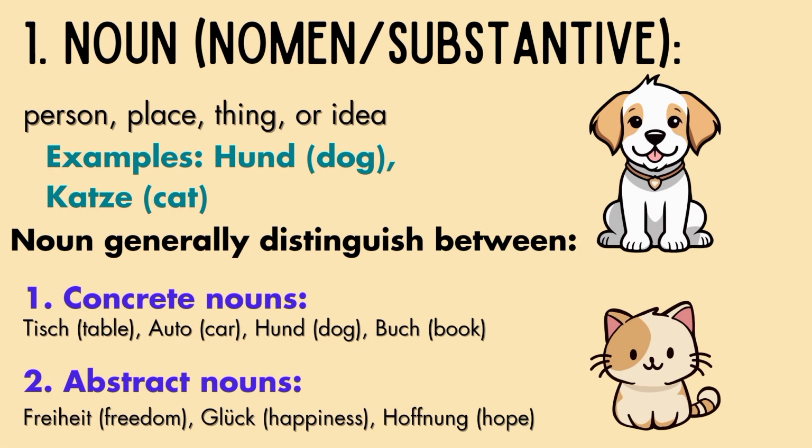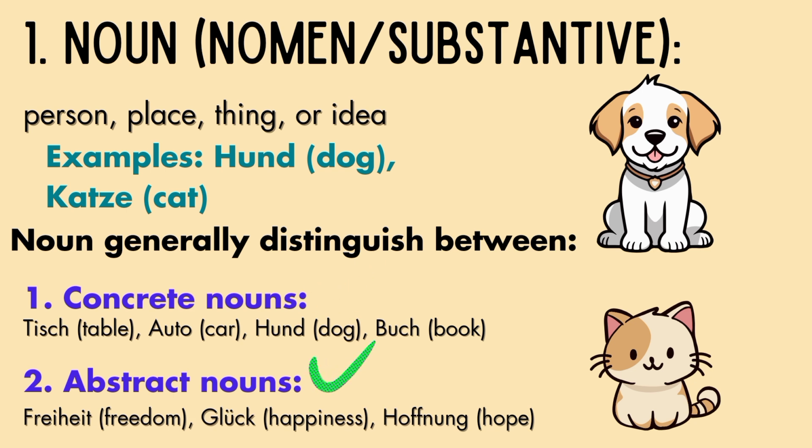So nouns can be distinguished between concrete nouns and abstract nouns. We already know that a concrete noun is something that we can perceive with our 5 senses, like the table, which they call Tisch, a car, which they call Auto, dog, Hund, book, Buch. So these are all the material things that we can see, we can touch, we can feel. So that's why they are called concrete nouns.